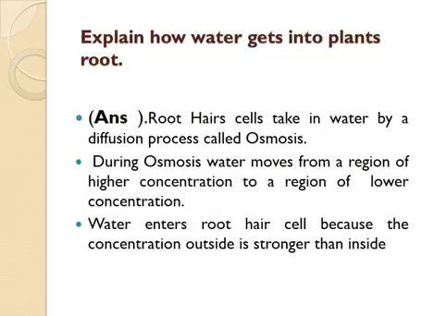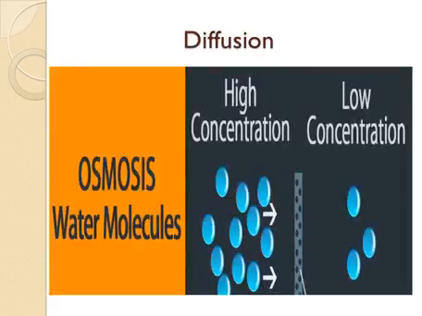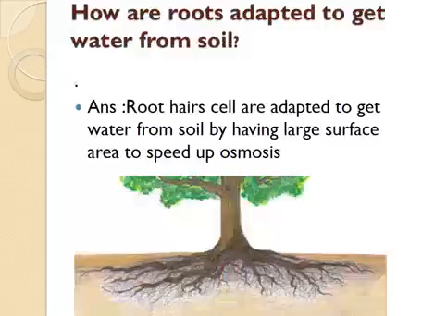Before going to the next question, you have a figure on it, and in the figure you can see diffusion and osmosis, where water from the higher concentration is moving towards the lower concentration. Now, how are roots adapted to get water from soil?